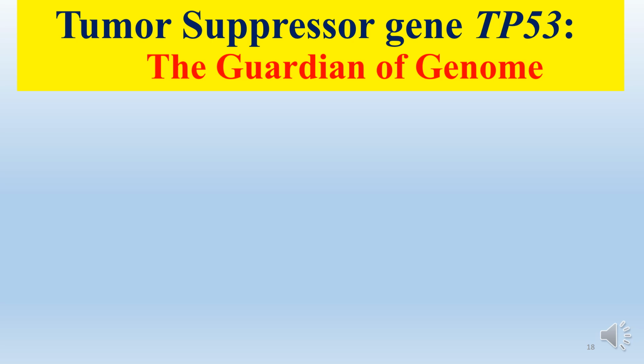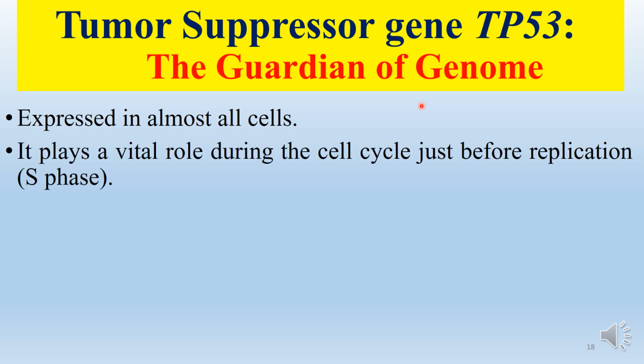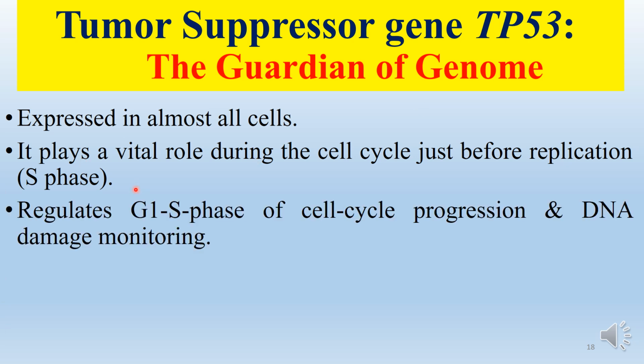Tumor suppressor gene, the TP53, which is also known as the guardian of genome. Now we already know that the tumor suppressor gene is located on chromosome 17 and it is responsible for a tumor suppressor protein known as the P53 protein. Let us see what is its role in cell cycle regulation. So it is expressed in all the cells. It plays a vital role during cell cycle just before replication in S phase, and it regulates G1S phase of cell cycle progression and DNA damage monitoring.